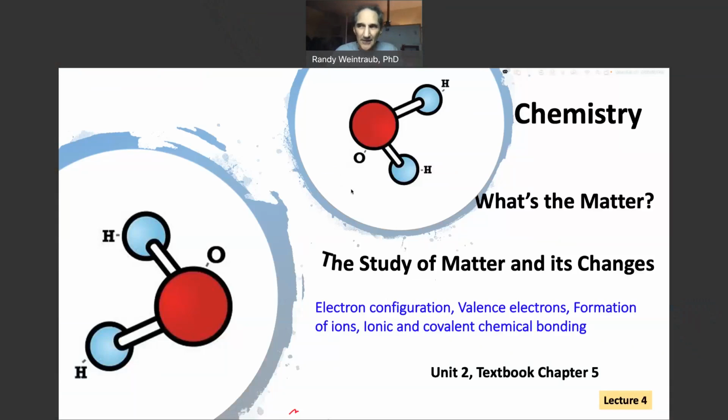It's our continuing study of matter and its changes. Here we'll talk about electron configuration and continue on with that. Importance of valence electrons, formation of ions, ionic and covalent bonding as we go forward. This is Unit 2, concluding material in Unit 2. It's Chapter 5 in our textbook.